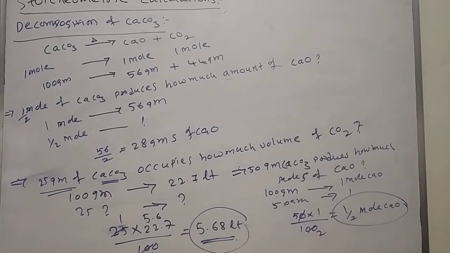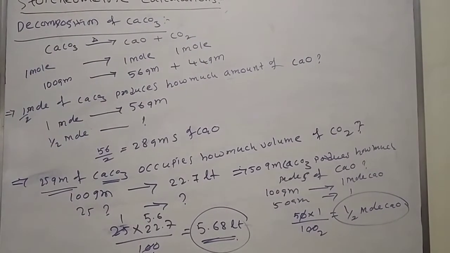So many chemical reactions are there. From the examination point of view, they may give so many chemical reactions. First, you write the balanced equation. They are giving only data: half mole calcium carbonate produces how much amount of calcium oxide.